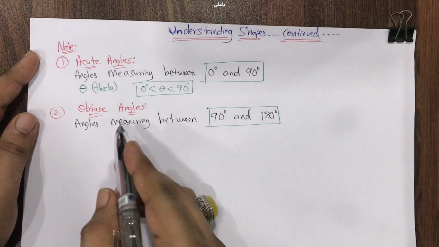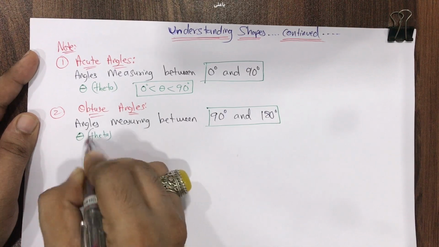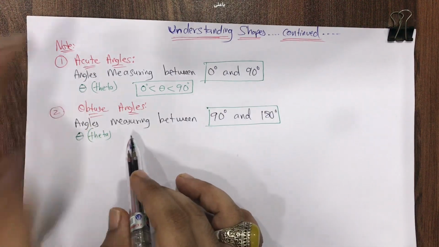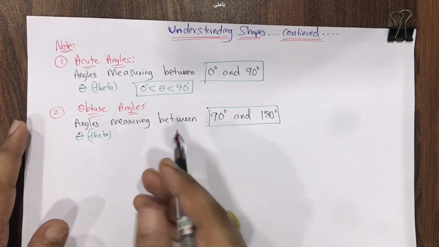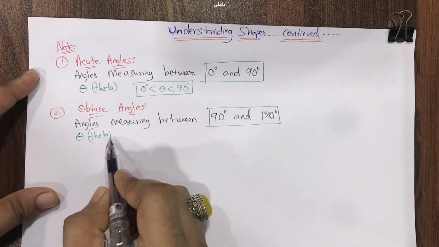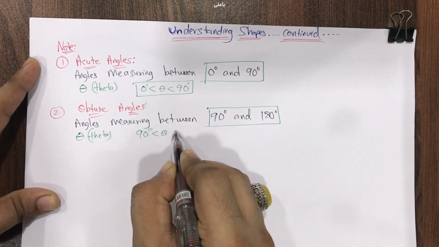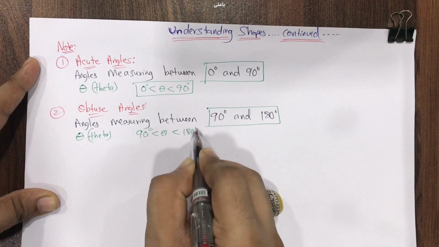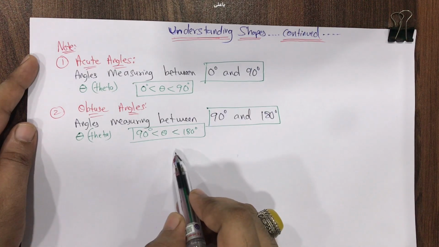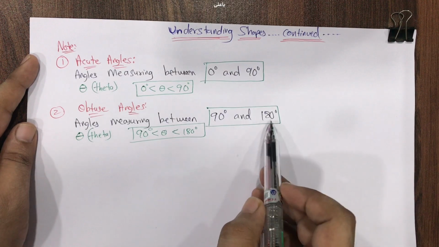Once again, if we represent the angle by the Greek letter theta, normally we represent any angle with the help of theta. It's not that theta means acute angles or theta means obtuse angles. Just to represent any angle, we take a constant denoted by the symbol theta. So here 90 degree is less than theta is less than 180 degree. That means your angle should be greater than 90 degree and less than 180 degree. It should not be equal to 90 degree and it should not be equal to 180 degree.